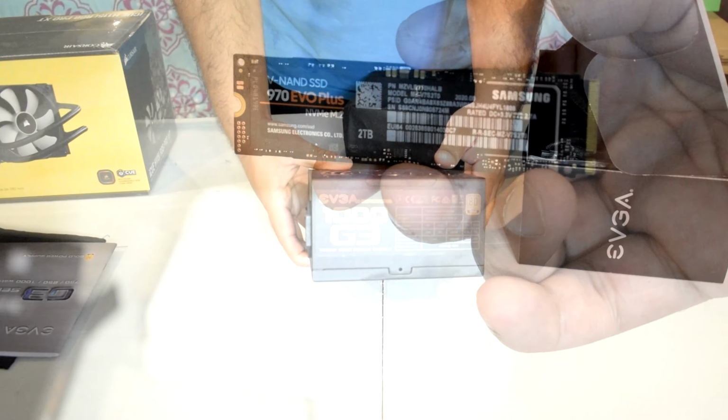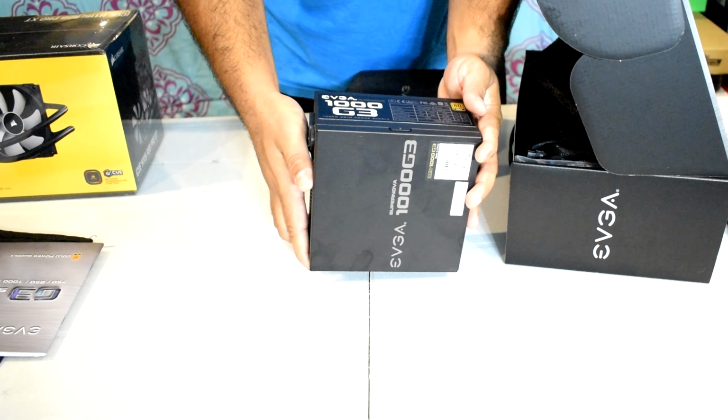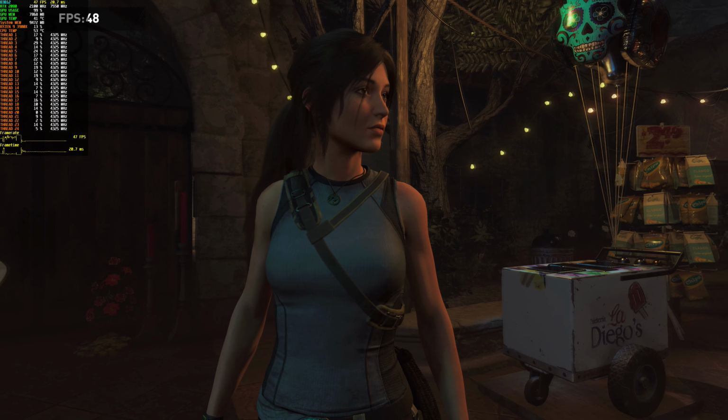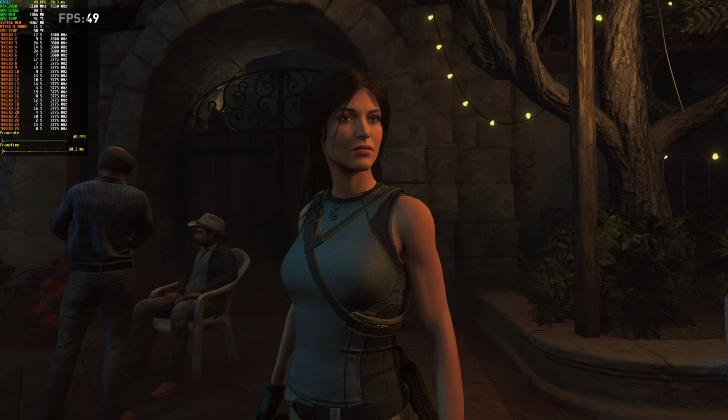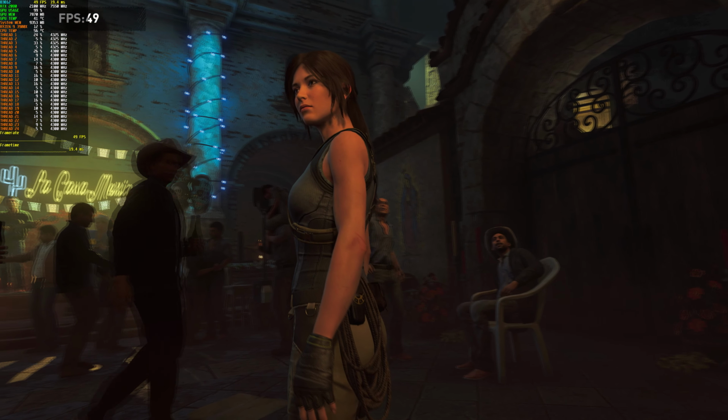Powering the entire system is an EVGA G3 1000W 80 Plus Gold certified power supply. As for the operating system, we're running Windows 10 Pro with the 2004 update. In regards to the GPU drivers, I'm using Nvidia's Game Ready driver package 456.71.